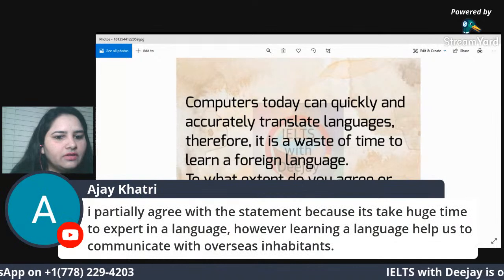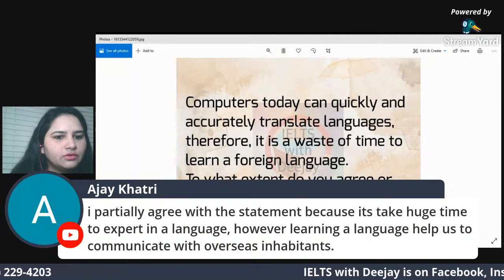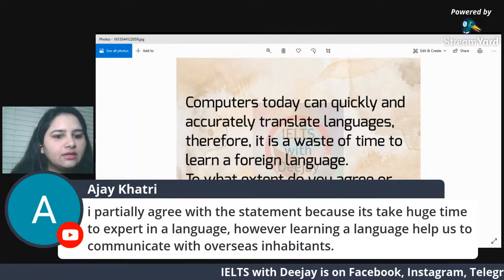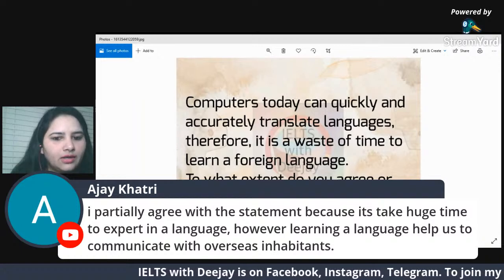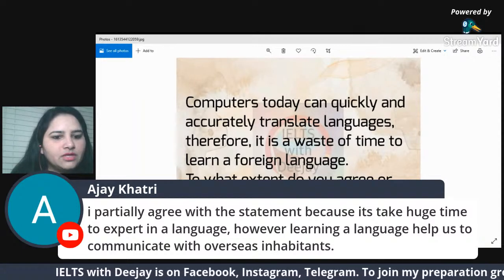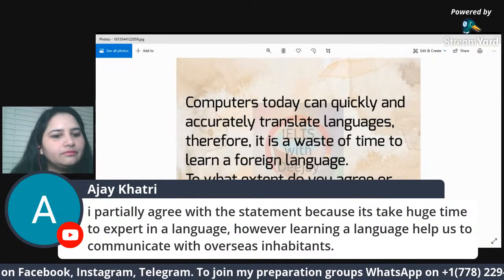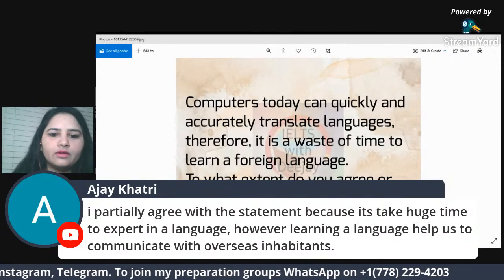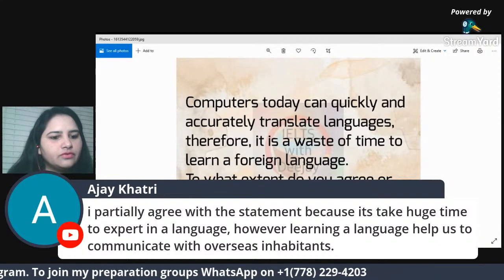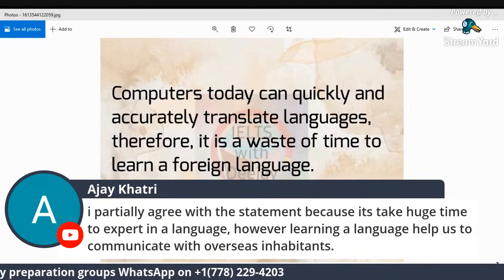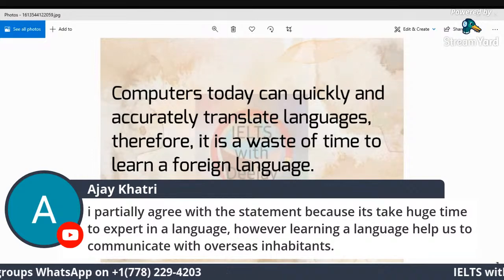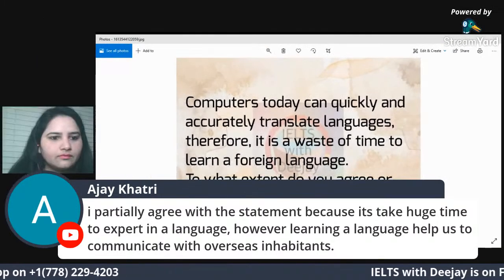I partially agree with the statement because it takes huge time to explore, to get expertise in the language. However, learning a language helps us to communicate with overseas inhabitants. Simple. This is good. This is how you have to write. This is fine.